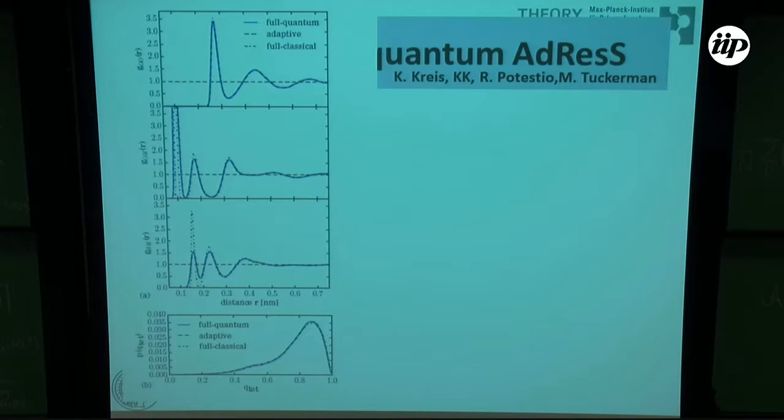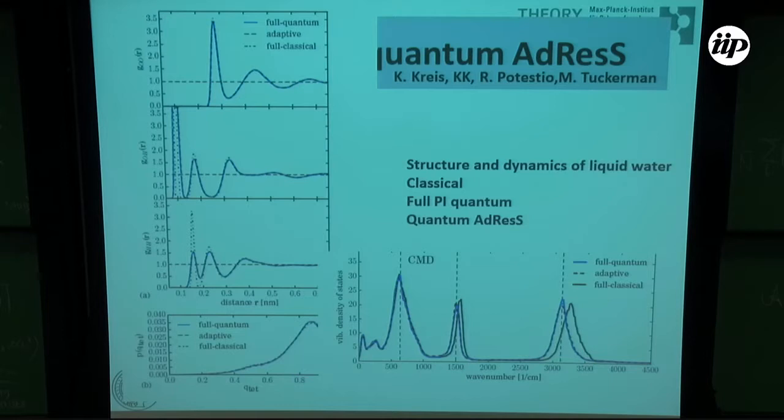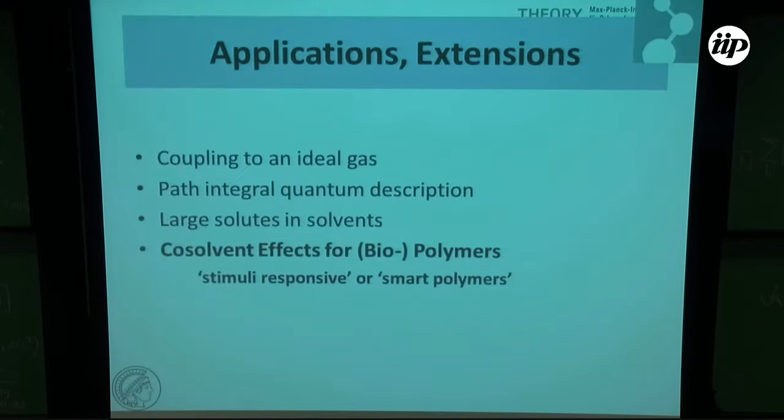And even dynamics, because it's centroid MD, you can look at the spectrum, the wave number, and this is a kind of diffusive mode. This is the angular fluctuation of the hydrogens with the oxygen-hydrogen bond vectors, and this is the stretch oscillation of the hydrogens with the oxygens. And again, you see here the classical one, and this is the adaptive and full quantum, and you cannot see any difference. So that perfectly works.